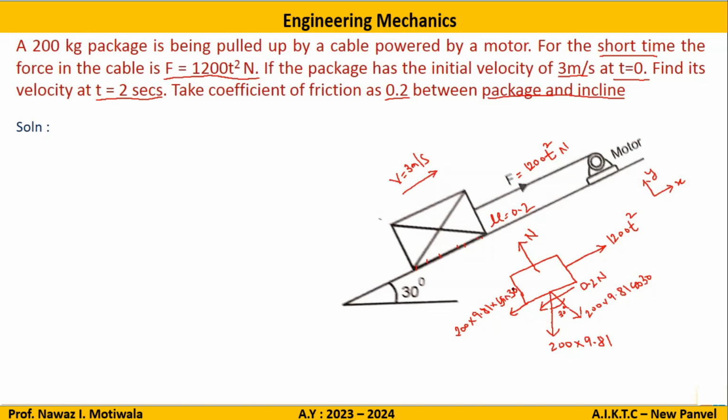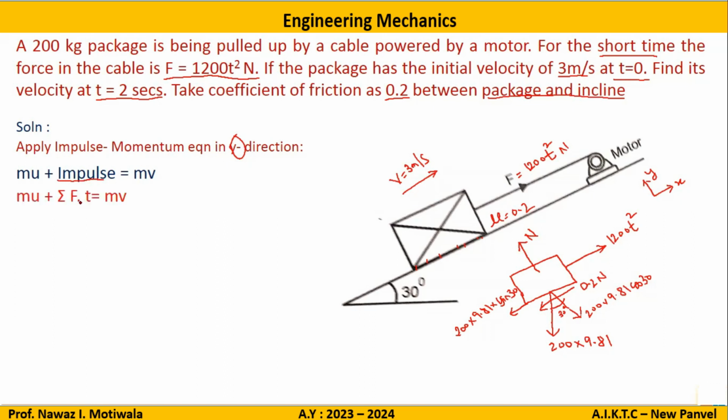Now we can apply impulse momentum equation in x and y directions. So let us start with impulse momentum equation in y direction. Again I will write the formula, mu plus impulse is equal to mv. In place of impulse I can write F into t. Now as I am applying momentum equation in y direction, I will write here m u_y plus F_y into t is equal to m v_y. Let us start substituting the values which we know. So mass is given to us as 200. Initial velocity in y direction will be 0, because you can see that this block is moving along x direction if we refer to this coordinate system.